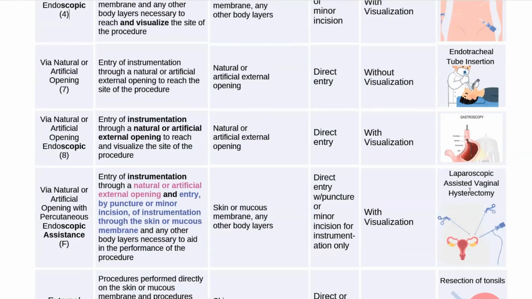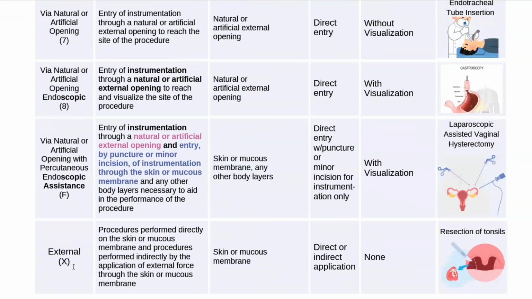A really good example of this would be a laparoscopic assisted vaginal hysterectomy. They're going in laparoscopically, but they're also going to do part of the procedure through the vagina as well. So this is the combination of via natural or artificial opening and then having percutaneous endoscopic assistance. Our last one is going to be external.